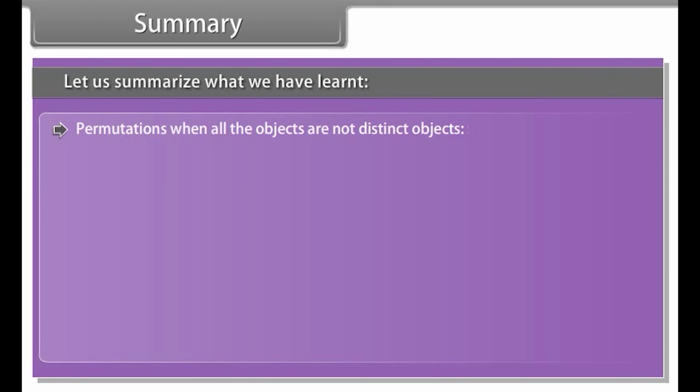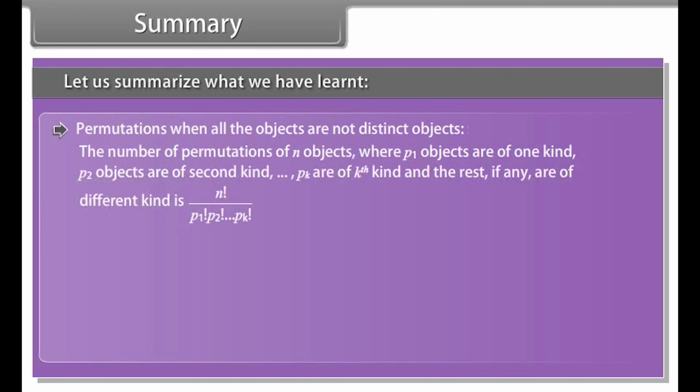Permutations when all the objects are not distinct. The number of permutations of n objects where p1 objects are of one kind, p2 objects are of second kind, up to pk are of the kth kind, and the rest, if any, are of different kind, is n factorial divided by p1 factorial into p2 factorial up to pk factorial.